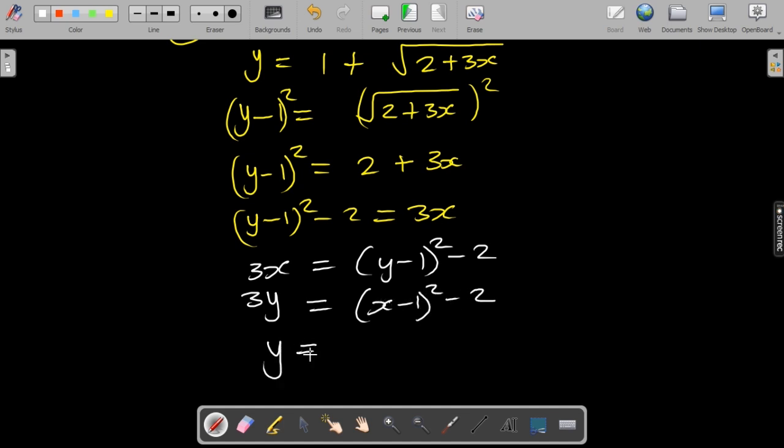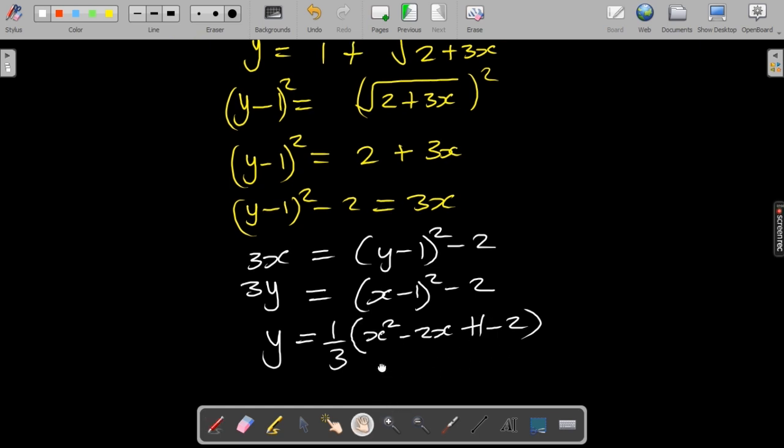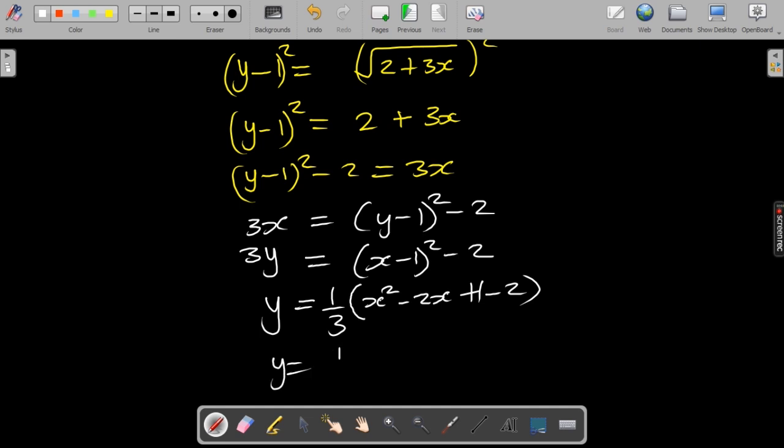And making y the subject would require us to divide both sides by 3. And here, let me just expand this. I have x squared minus 2x plus 1 minus 2. Okay, so it's plus 1 minus 2. And then this works out to x squared minus 2x minus 1. So that is now our inverse.